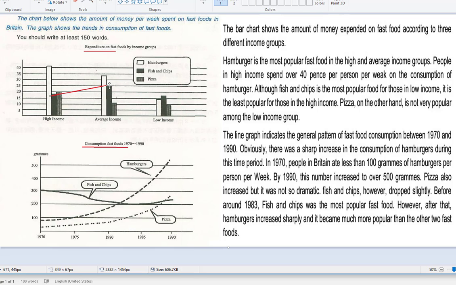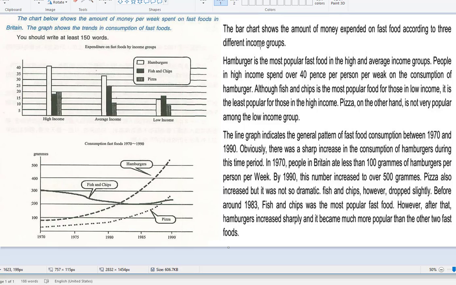Oh, that's not working. No, it's not working. Let's try this. Oh, come on. I'm trying to draw a graph here. Fish and chips looks like this. And pizza seems to just be down, down, down, down. Okay, so some different trends there.